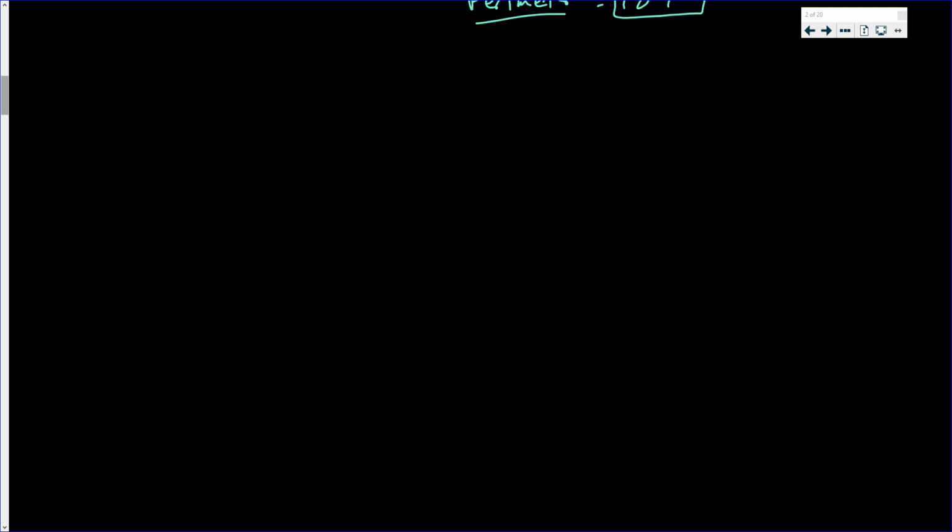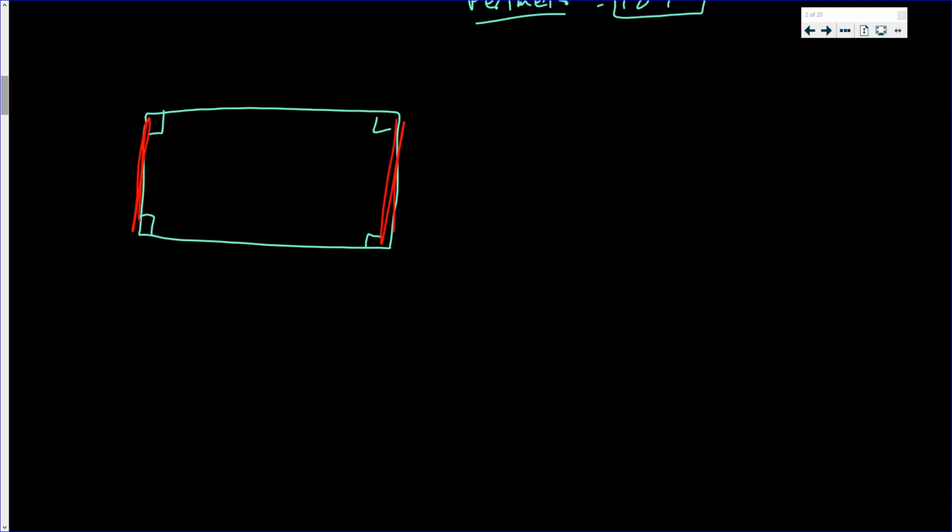Now, let's talk about a rectangle. You have a rectangle, has 4 sides. You have right angles. That is, this length is the same as that length, and this length is the same as that length. That's a property of a rectangle. That's what makes a rectangle a rectangle. And we are told that this is 3 feet and this is 7 feet. We want to find the perimeter.